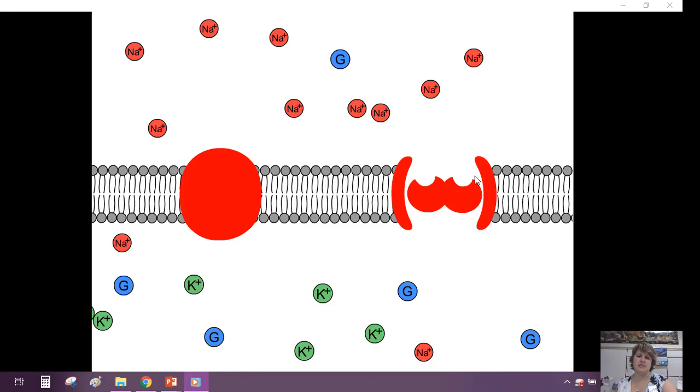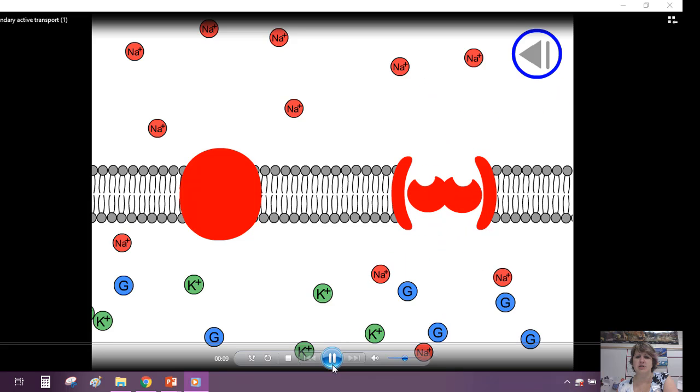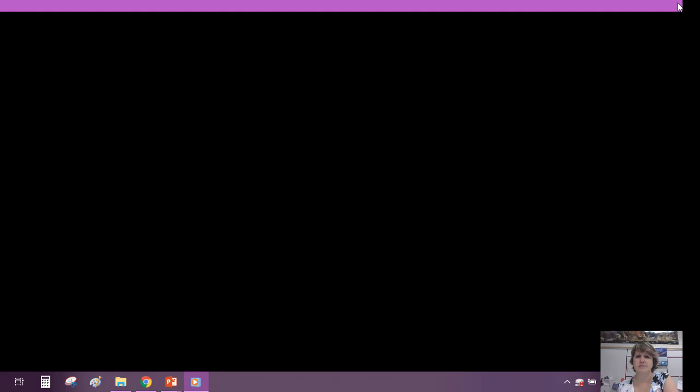And a secondary active transport system is movement in response to a charge differential that's created always by a primary active transport system. So in this case, we're going to bring sodium, and once sodium binds, then a glucose can bind, and we'll bring them both into the cell. And then this will repeat until our charge differential is reset.